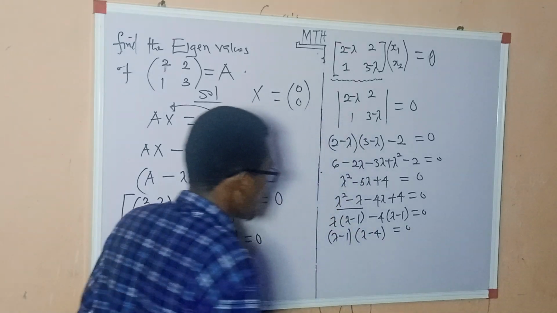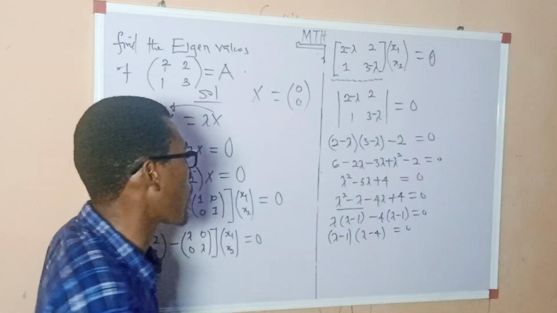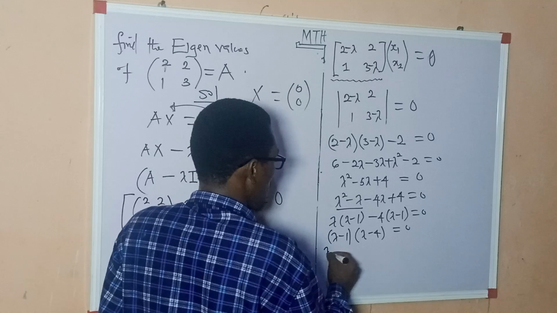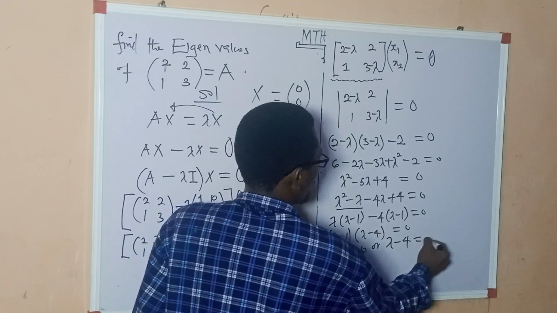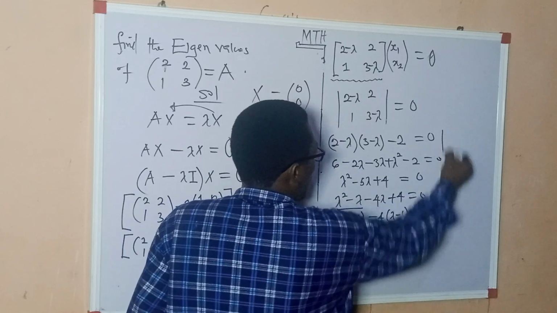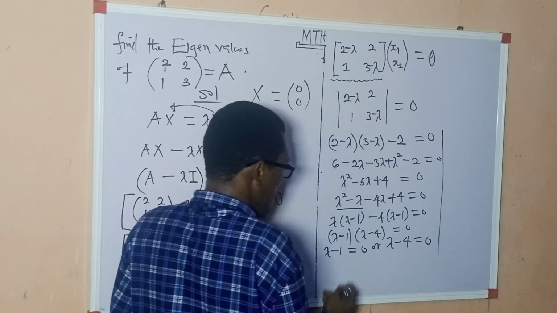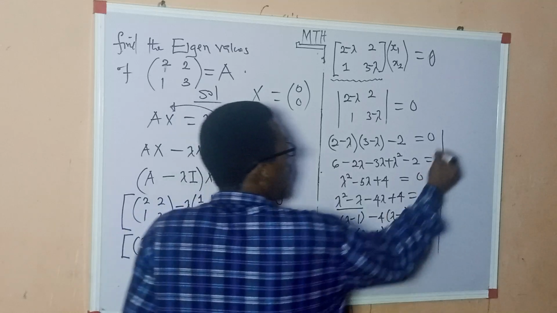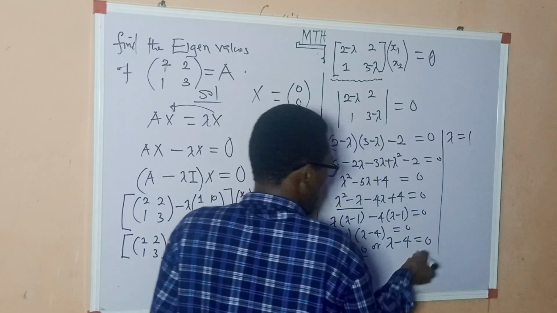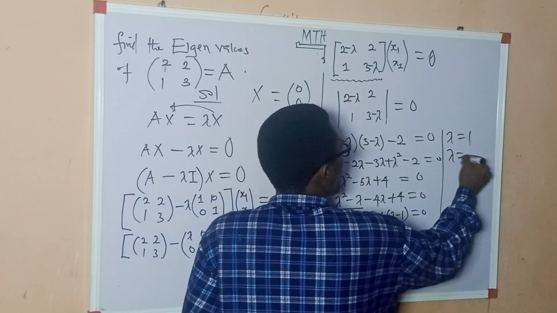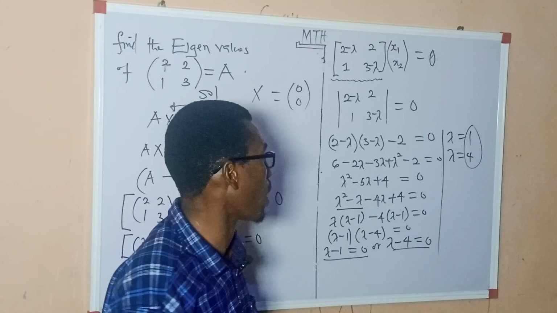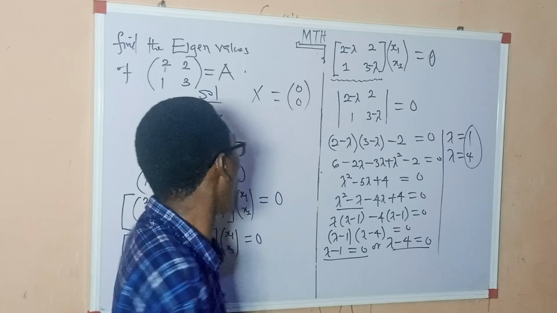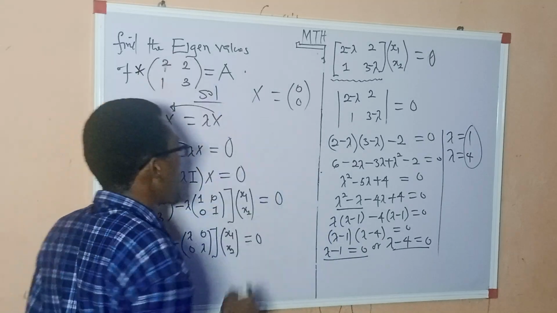All right? So we use the zero product property. In using that property, we shall have lambda minus 1 equals 0, or lambda minus 4 equals 0. All right, let me take this part of the board now. We're almost done with the problem. So from this first equation, we have our lambda equals 1, and from this second, we have our lambda equals 4. So these values you see here, we call them the eigenvalues or latent roots of this particular matrix. So we're done with this particular video.